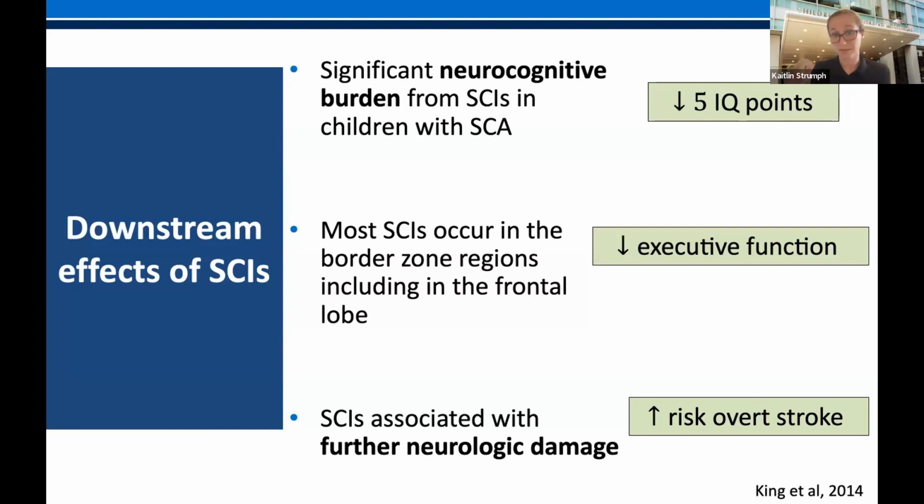Most of the silent infarcts occur in the border zone regions, including the frontal lobe, and we know that the frontal lobe is important for executive functioning. They've shown that patients who have silent infarcts have decreased executive functioning. Silent infarcts are also associated with further neurologic damage, so patients that already have silent infarcts have an increased risk of having an overt stroke further down the line.